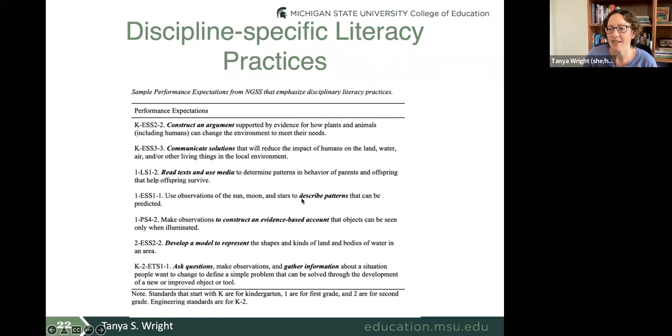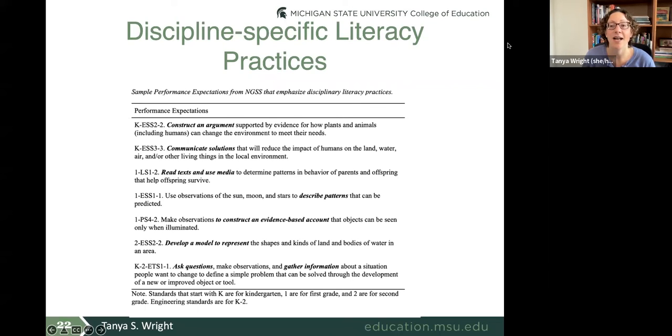And I see some of these words that I've pointed out before, like construct an argument, communicate solutions, read text and use media, describe patterns, construct an evidence-based account, develop a model to represent, ask questions, gather information. Some of these align pretty well with our literacy standards and some of them don't. For example, construct an argument or construct an evidence-based account is a kind of writing that kids are asked to do in science in elementary, but it's not a kind of writing that's in our ELA standards.